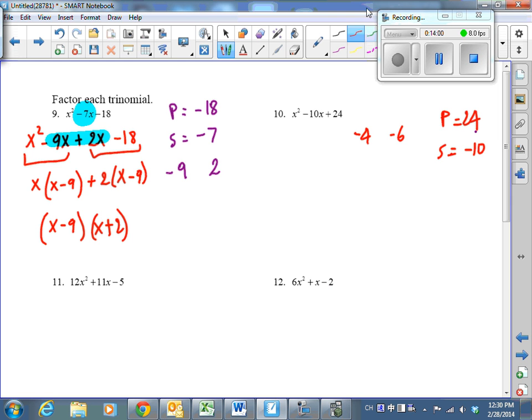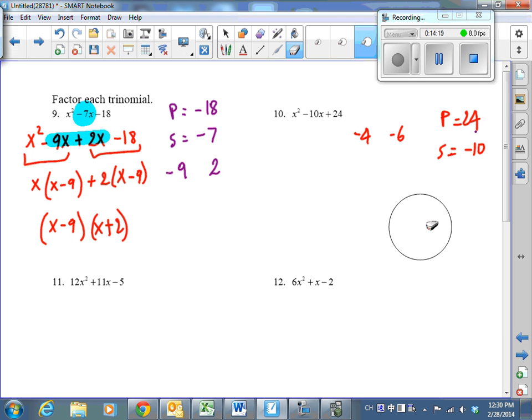Now, someone may have, I heard this one, negative 12 and 2. What's the problem with this? The product will give you what? Negative 24, not positive 24. So those two numbers will not work.